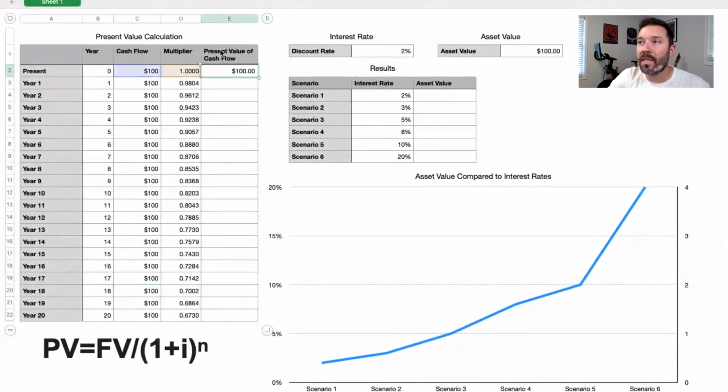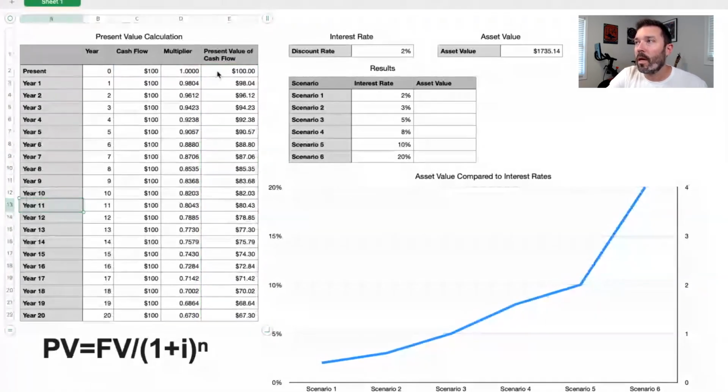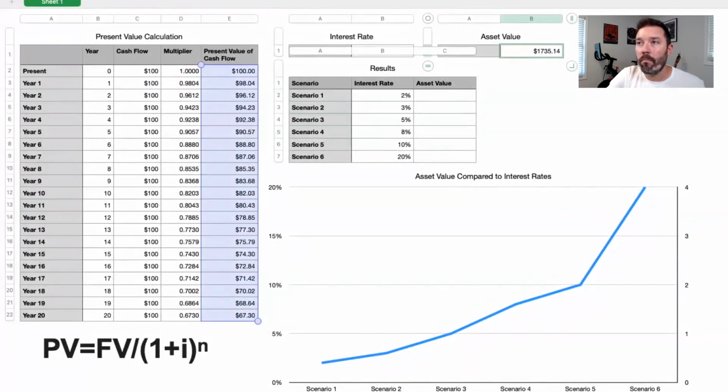Next thing I'm going to do is calculate the present value of all of these future cash flows. That's just simply going to be the $100 line times the multiplier line. Do that here and you see all of our present value of our future cash flows. And here is our asset value. This is just the sum of this entire column right here.